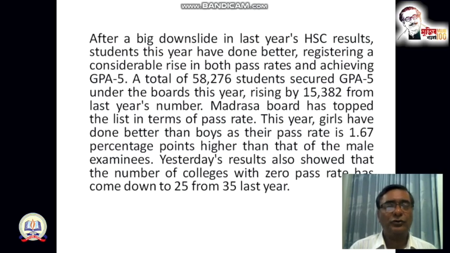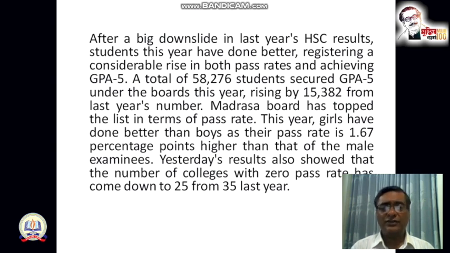Now in this slide, what we see, after a big downslide in last year's HSC results, it indicates that last year the results of HSC was not up to mark. Students this year have done better. So there is a kind of comparison, and you will notice it in the news report, because when there is a report on the results of HSC, naturally a kind of comparison and contrast with the previous year's result will be there. And what we see over here, we see that this year's results are better than last year, registering a considerable rise in both pass rates and achieving GPA 5.